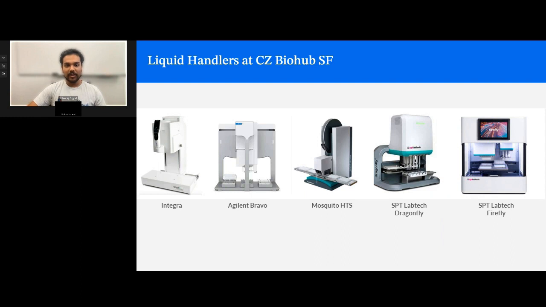So at CZ Biohub SF, there are a lot of liquid handlers that are available for use to automate high throughput workflows. The Mosquito, Dragonfly, and the SPT Firefly are the more commonly used ones to scale up or automate the RNA-seq or single-cell RNA-seq workflows that were required to generate these atlases at CZ Biohub.